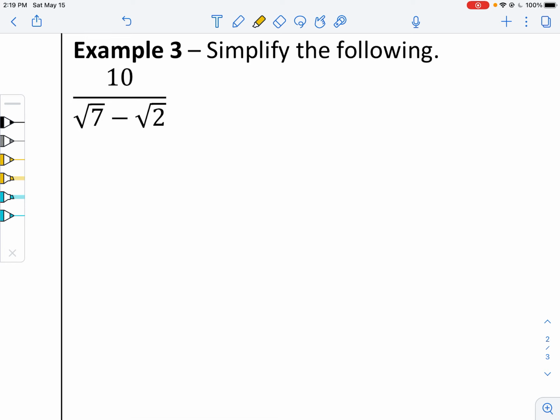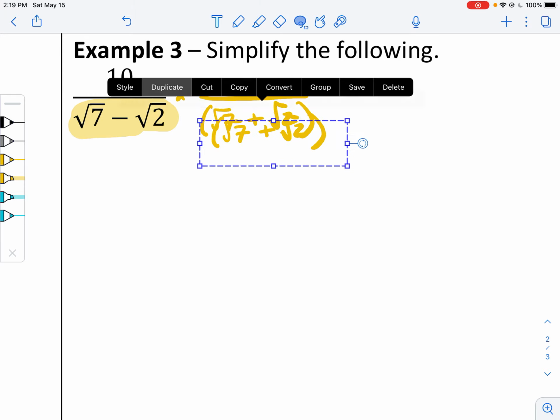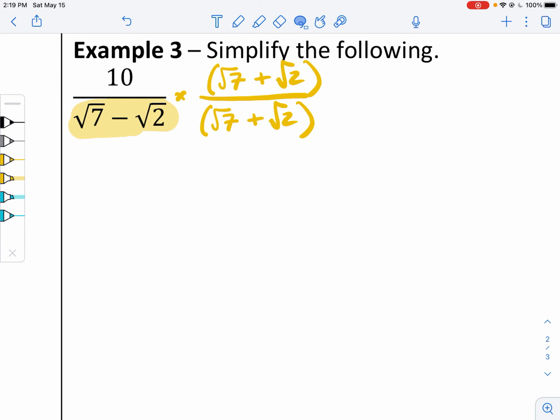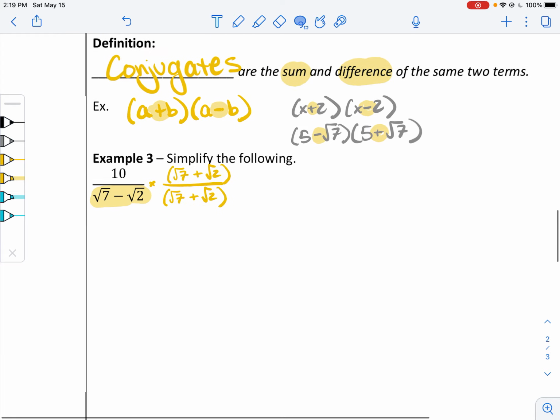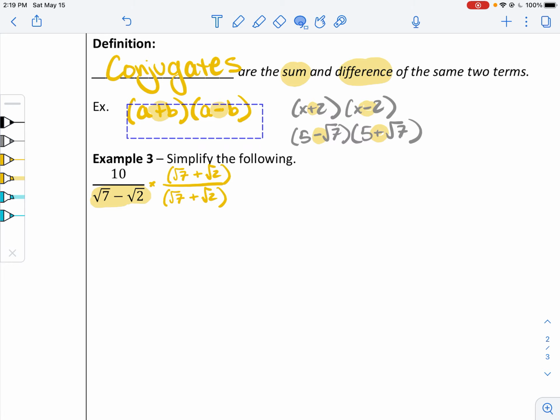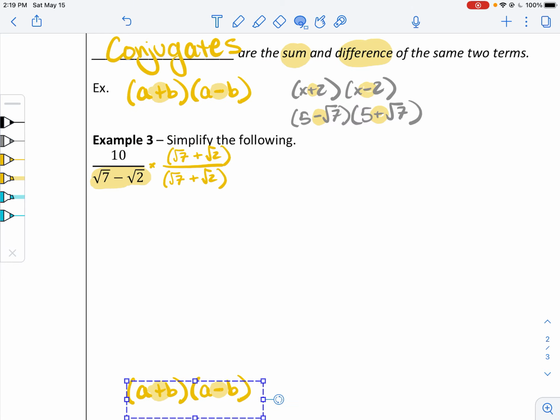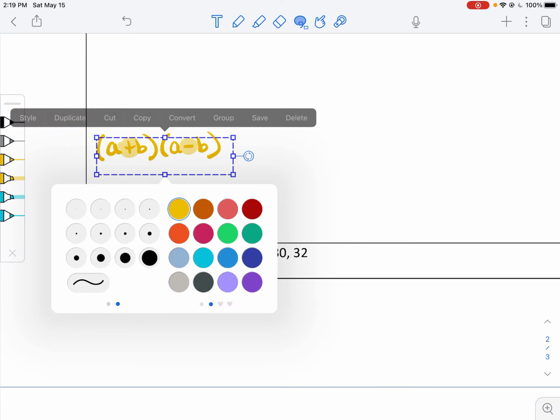So how do we simplify this guy? Well, we need to multiply top and bottom by the conjugate of the denominator. So what's the conjugate of the denominator? Well, that's rad 7 plus rad 2. We'll multiply that on top and on bottom. Now what's super nice here is when you multiply conjugates together, they follow the difference of squares rule. Remember that guy?